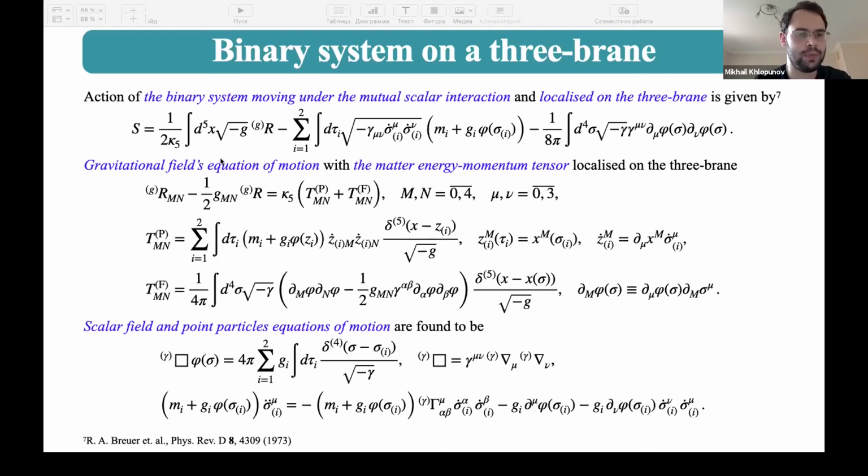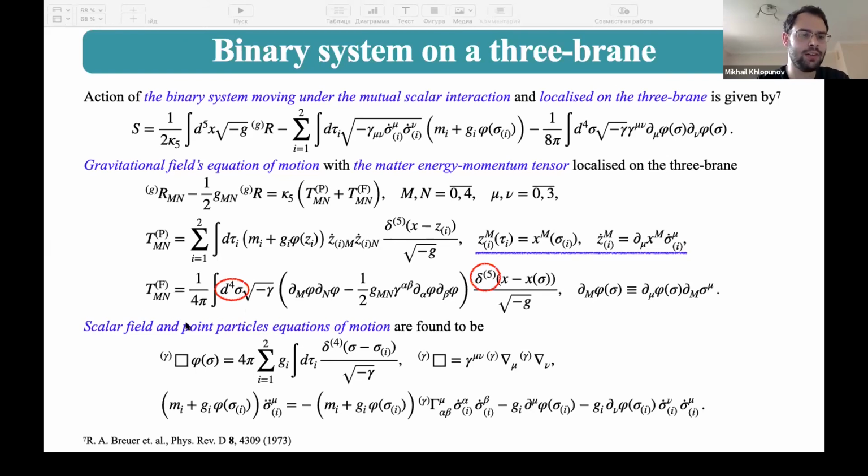By the standard procedure, we obtain the gravitational field equations, the equations of motion, and the matter energy momentum tensor localized on the free brane. In our case, the energy momentum tensor consists of 2 terms. The first one is the energy momentum tensor of the point particles, and here we used the point particles' world lines in terms of the bulk coordinates instead of brane coordinates. And the second term is the energy momentum tensor of the scalar field localized on the brane, and we note that this energy momentum tensor has a distributional type singularity, which corresponds to the localization of the scalar field on the free brane.